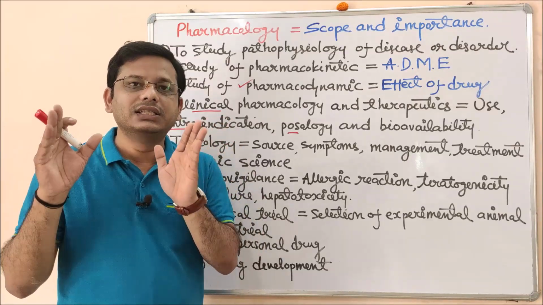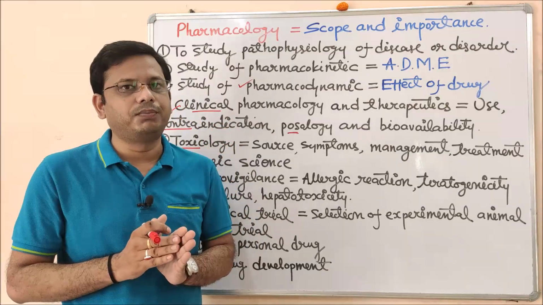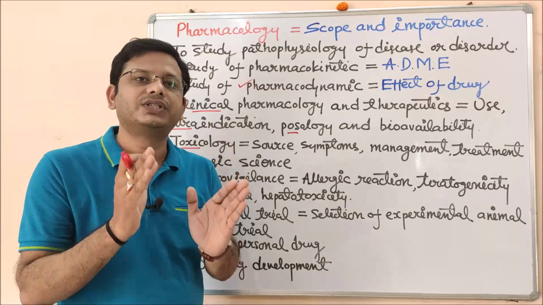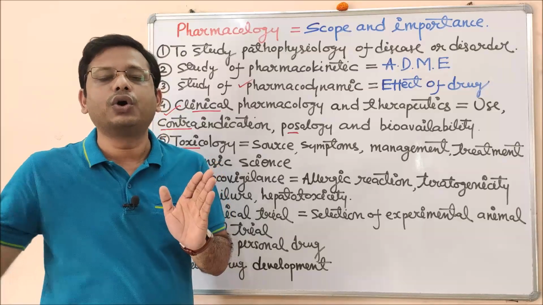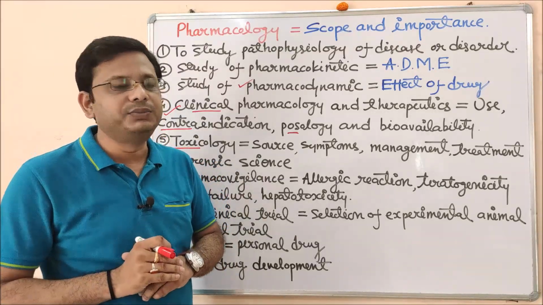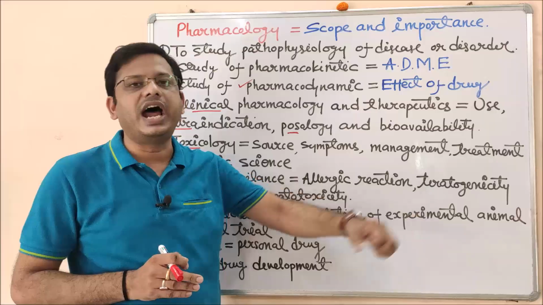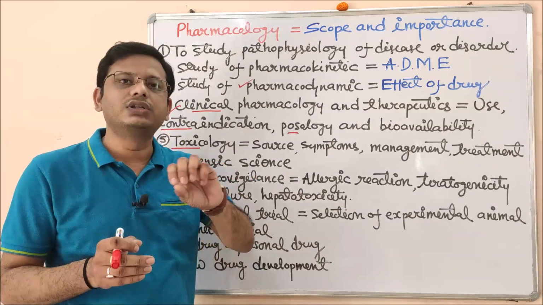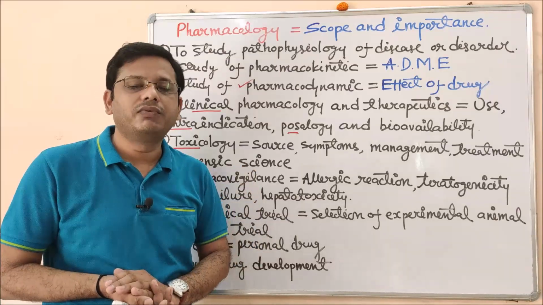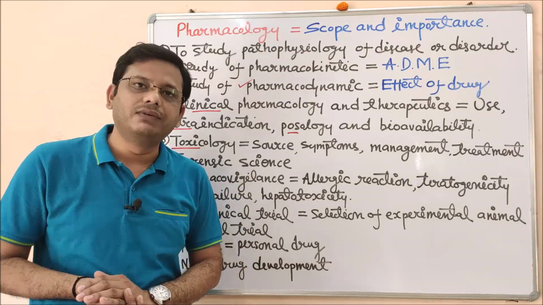The management starts from the identification of the poison, or identification that a particular person has taken a poison, till the time it reaches hospitalization. This is called management. And after confirmation, after identification of that particular poison, we have to give an antidote, that is considered under the treatment. Like if someone has taken morphine, we have to give naloxone.